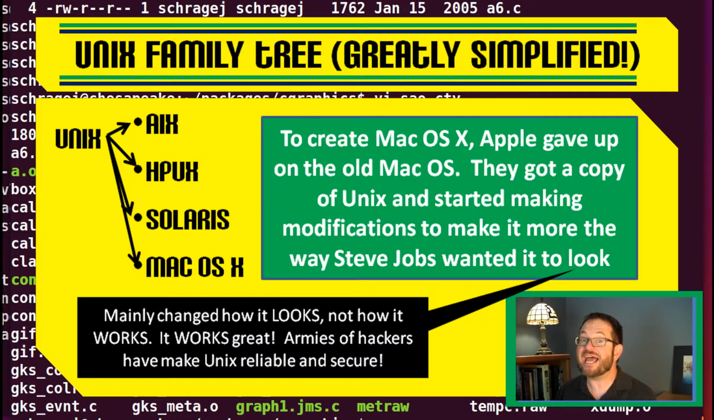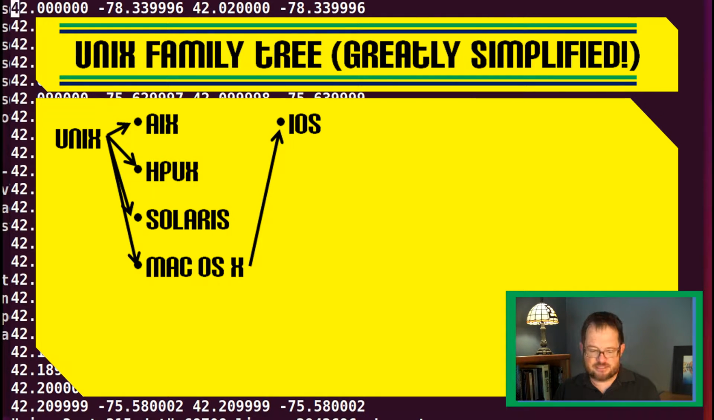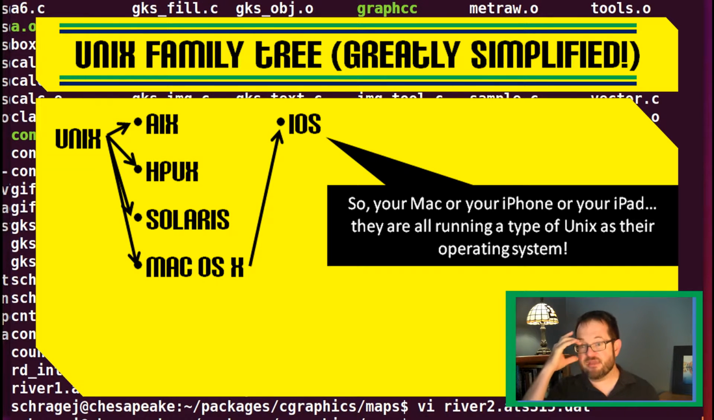And you know what else is just a type of the Unix operating system? iOS. iOS, what runs iPhones and iPads, and I don't even know, are iPods still a thing? iOS is just a type of Mac OS. They just started with Mac OS X and made changes for it to run on a smaller screen and so on.